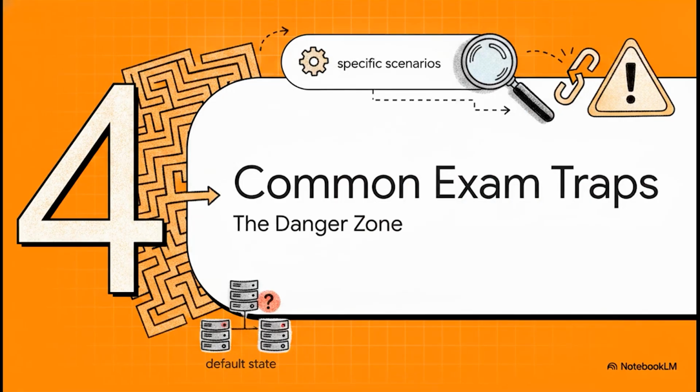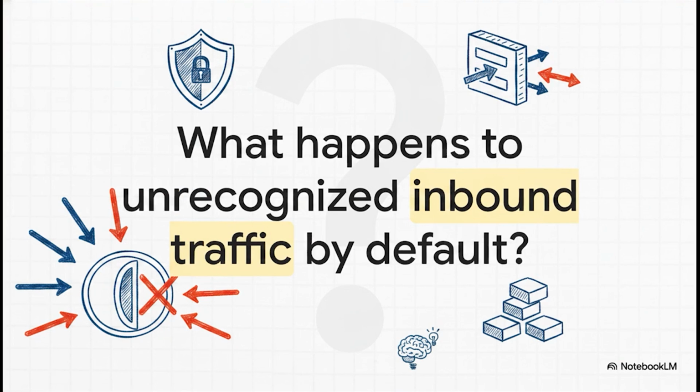Okay, moving to section 4, common exam traps. Put your thinking caps on, because this is the danger zone. Let's do a quick pop quiz right now to see if you're tracking. Imagine you're taking the exam and you get this scenario. You just created a brand new application security policy in enforce mode. What happens to unrecognized inbound traffic by default? How are you answering that? Take a second. Did you guess it?